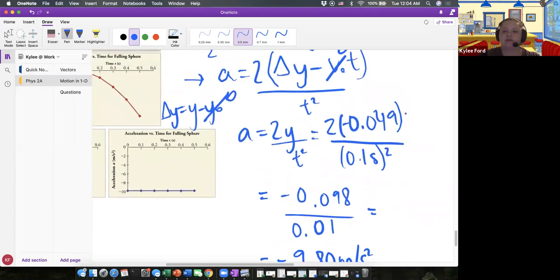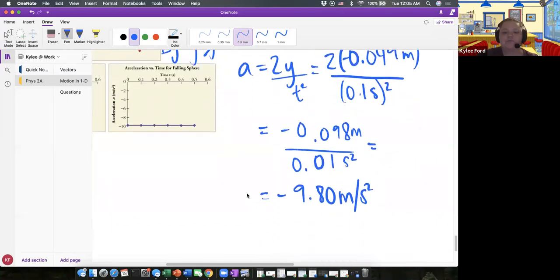Oh, I missed all my units, didn't I? Look at that. Come on, it doesn't want to move to the pen. Okay. Meters per second squared. There we go.